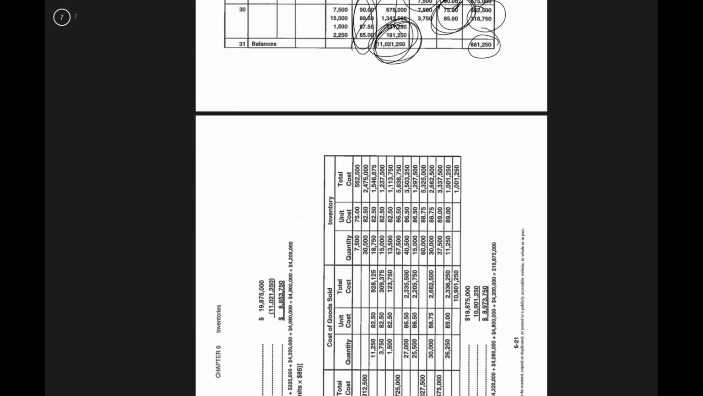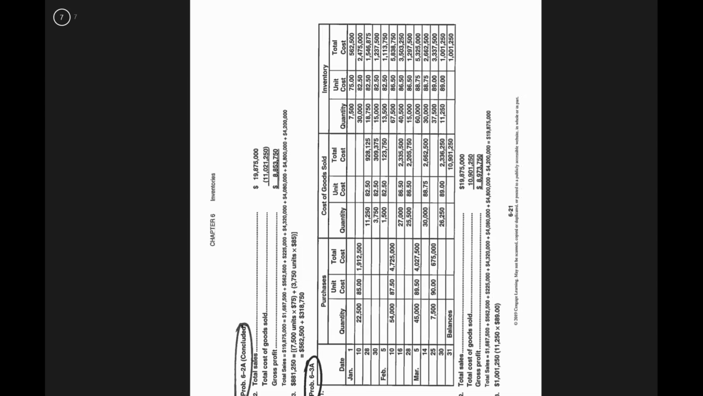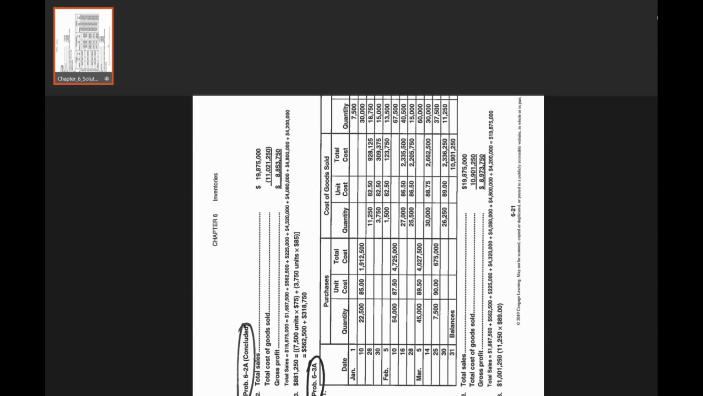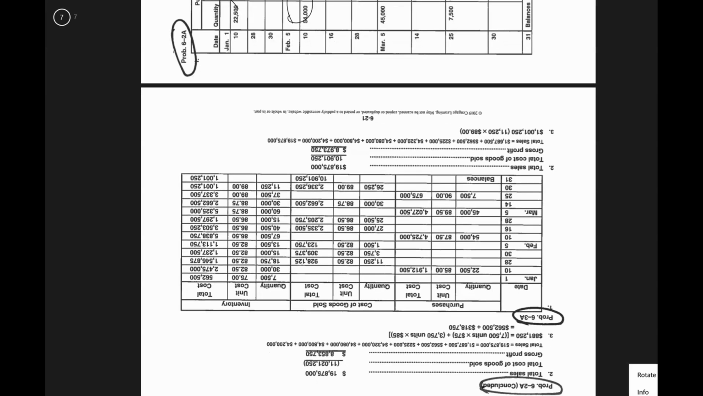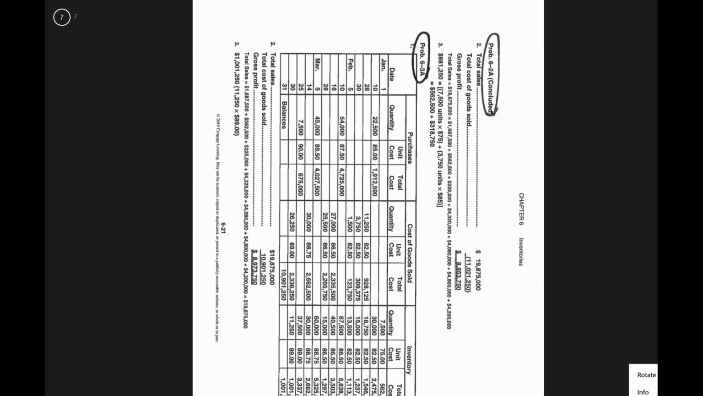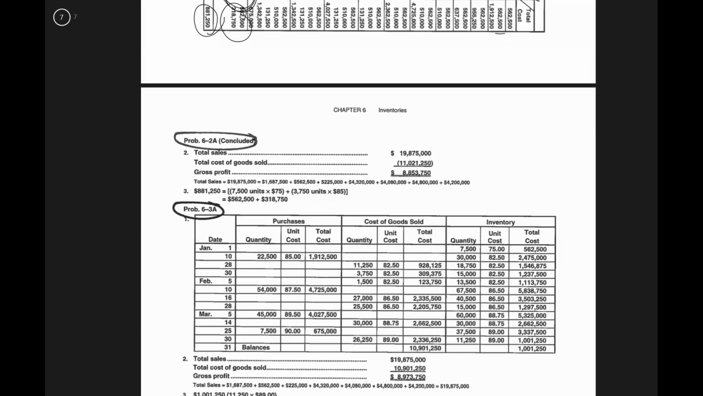And then the problem 6.3. Let's see if I can do this again. Almost impressed myself here because I usually can't do all that. Problem 6.3. Weighted average. Very straightforward. Again, no layers. Using the same data, 7,500, 75 bucks.